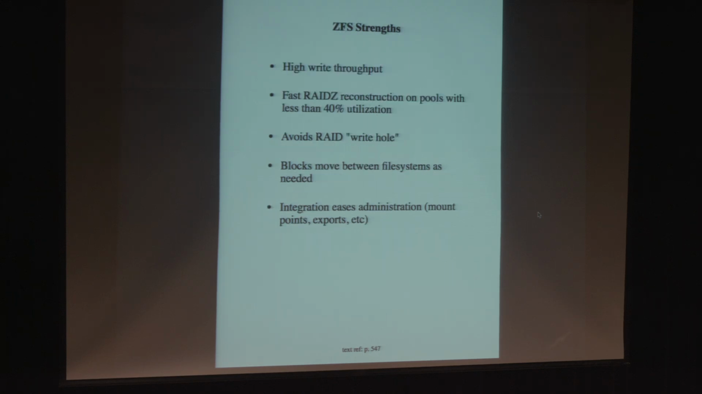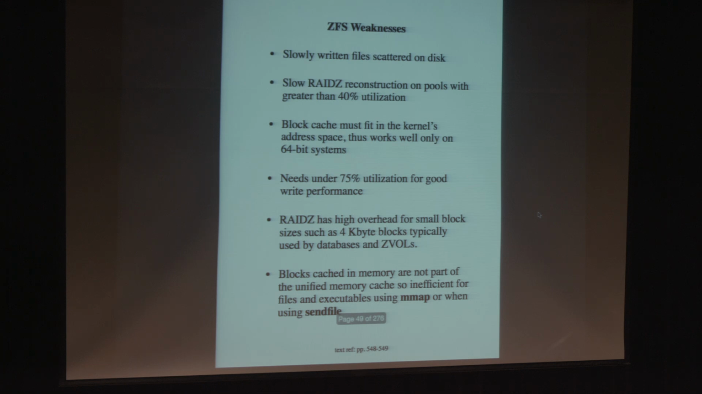Okay, so we'll recap here because I'm just about out of time. The strengths of ZFS: it has really high write throughput because we just drop everything in place. Fast RAID Z reconstruction if we're not making heavy utilization of the pools. We avoid the write hole in RAID. We move the blocks between the file systems as needed. And a lot of the system administration stuff has been integrated in, so you don't have to keep track of gazillions of mount points, et cetera.